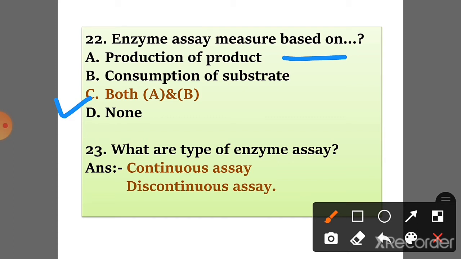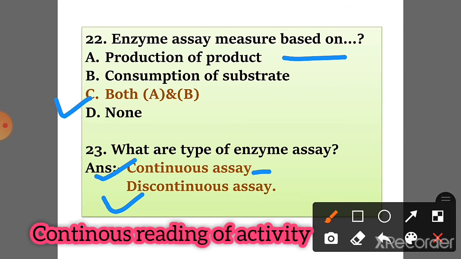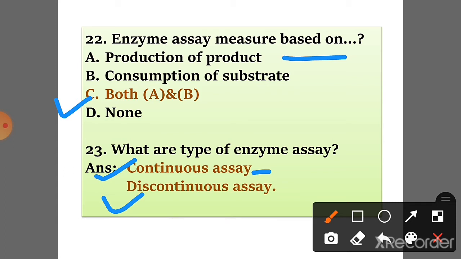Question 23. What are the types of enzyme assay? There are two types, continuous assay and discontinuous assay. Continuous assay means the assay gives a continuous reading of activity, and discontinuous assay means a sample is taken, then the reaction is stopped, and then the concentration of substrate is measured.